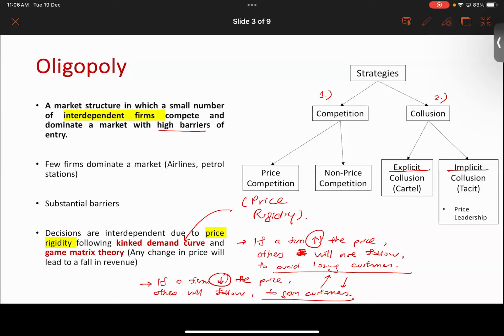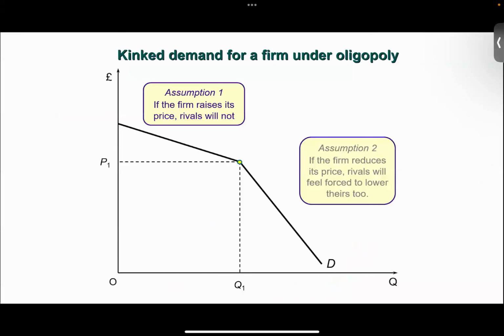There's no formal agreement between all of them, but they just follow what the leader does. So if the leader increases the prices, everyone follows. That's how they mark up the profits together. That's what I call implicit collusion. It's a tacit collusion. Here there's no evidence, so you cannot say that these firms are exploiting the market. But when we talk about explicit collusion, the cartel is a formal agreement in which there is evidence. So just now we talked about price rigidity, and now we want to look into a graph which is called the kinked demand curve.